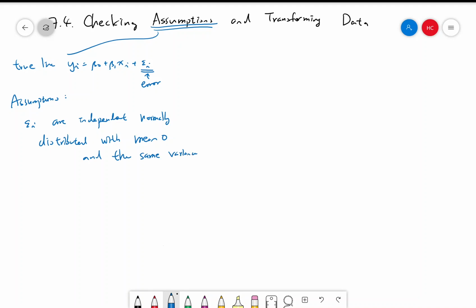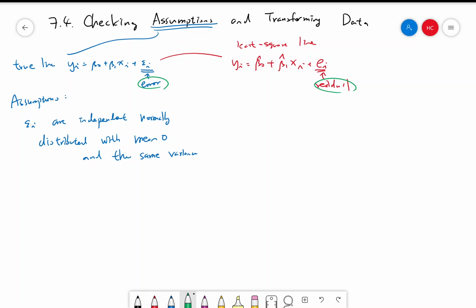Okay. So it's important that these assumptions are satisfied. That's the way to prove that our linear model is good. But there's no way to directly check the assumptions because we don't know the values of epsilon i, but we know the ei in the least square line. On the least square line, we have yi equals beta 0 hat plus beta 1 hat xi plus ei, and ei is called a residual. So instead of looking at errors, we can look at the residuals instead, because we know the values of residuals.